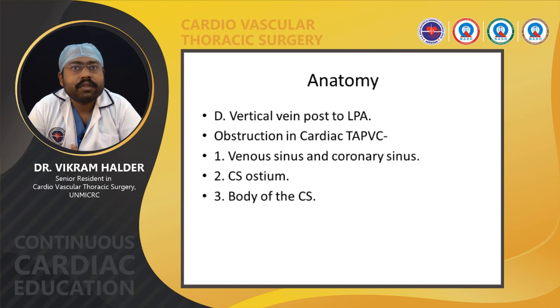Now come to the different mechanisms of obstruction in the cardiac type of TAPVC. In the cardiac type, the venous sinus and coronary sinus junction may be stenosed, or the coronary sinus ostium in the right atrium may be stenosed, and rarely the body of the coronary sinus may be stenosed, which is rarely described in the literature.